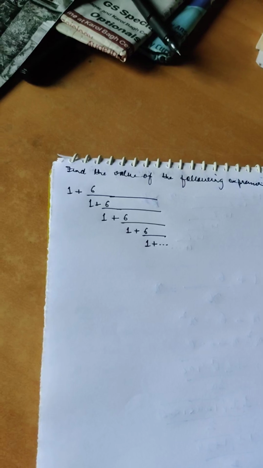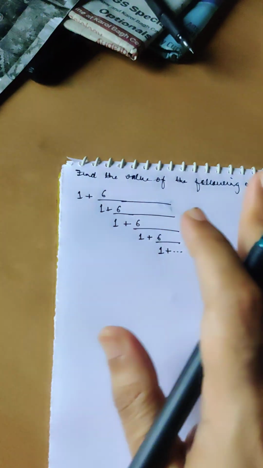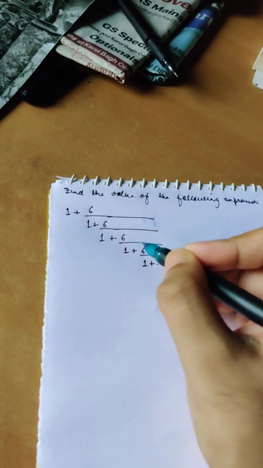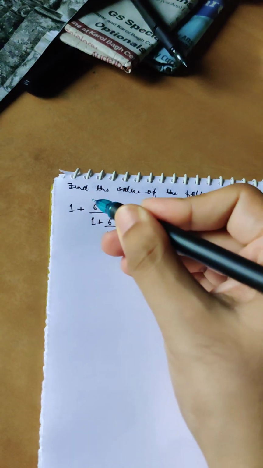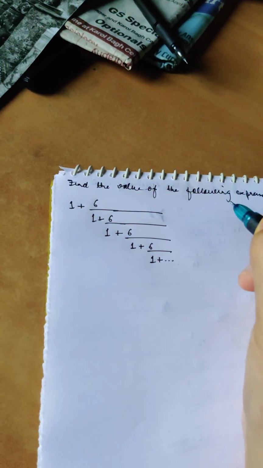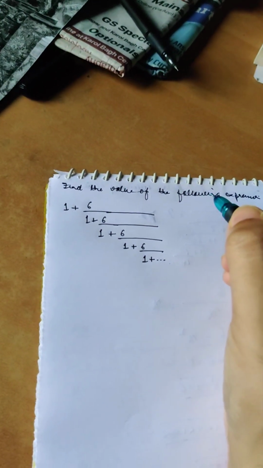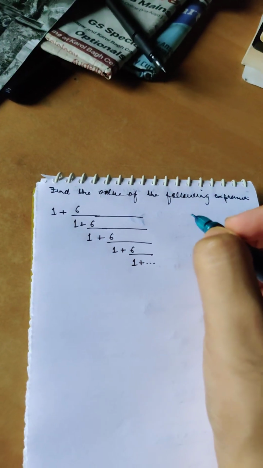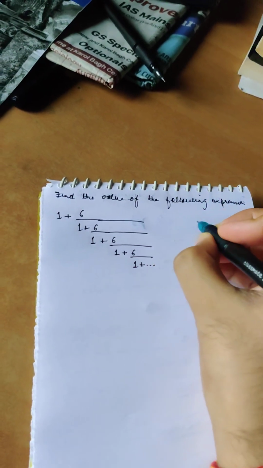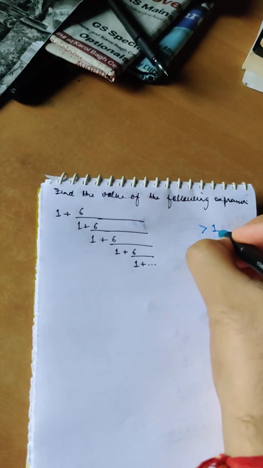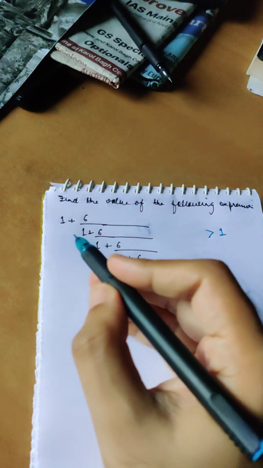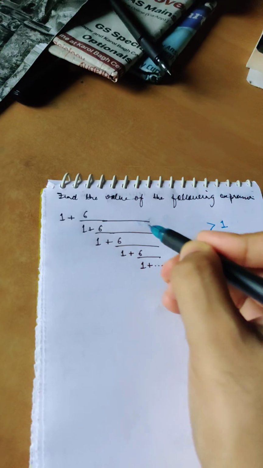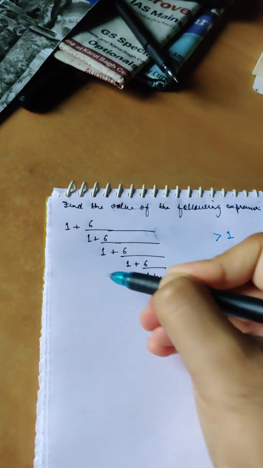The first conclusion that we can draw is that no matter what the value, it is going to be 1 plus a positive number. So we can for sure say that this expression is definitely going to be greater than 1, because it is 1 plus something, and that something is definitely a positive quantity.